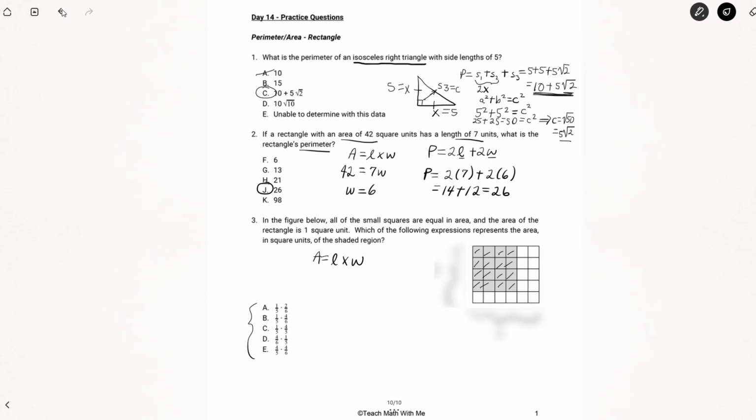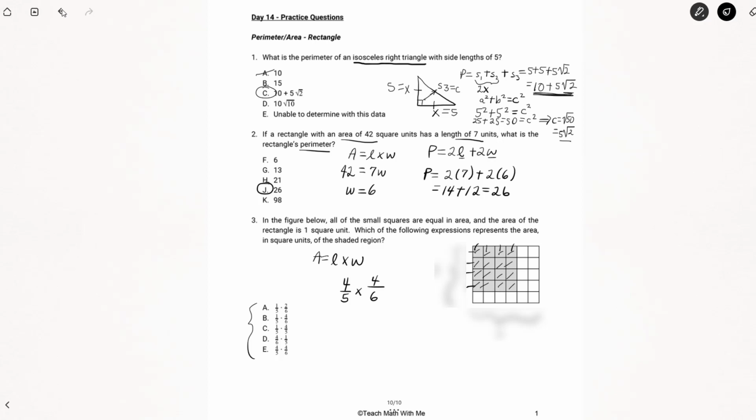If we look here at the width, if we want to use the width here, we have 1, 2, 3, 4 units shaded of the 5. So 4 out of 5 are shaded times, let's look at how many on the other dimension, 1, 2, 3, 4, 4 out of a total of 6. So that gives us 4/5 times 4/6 is the area of the shaded region.